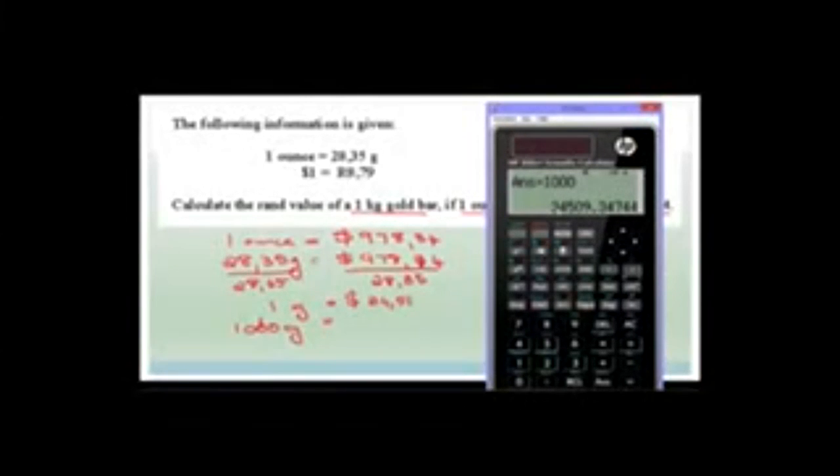So do you agree that 1,000 grams is going to be whatever this is multiplied by 1,000. So we're going to multiply this number by 1,000 to get 1,000 grams. So that is $34,509.35.